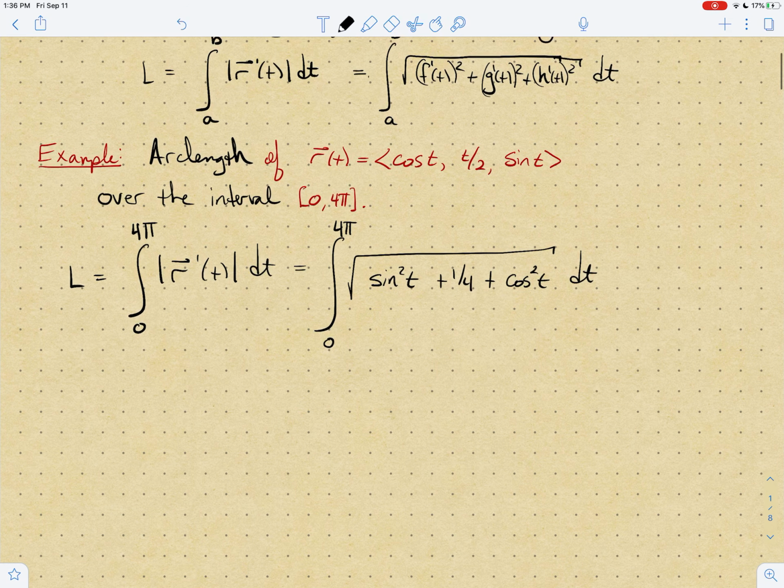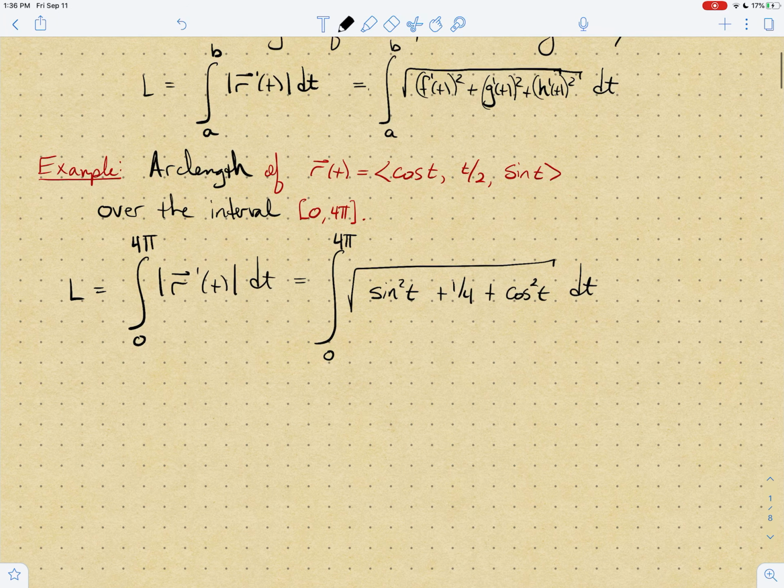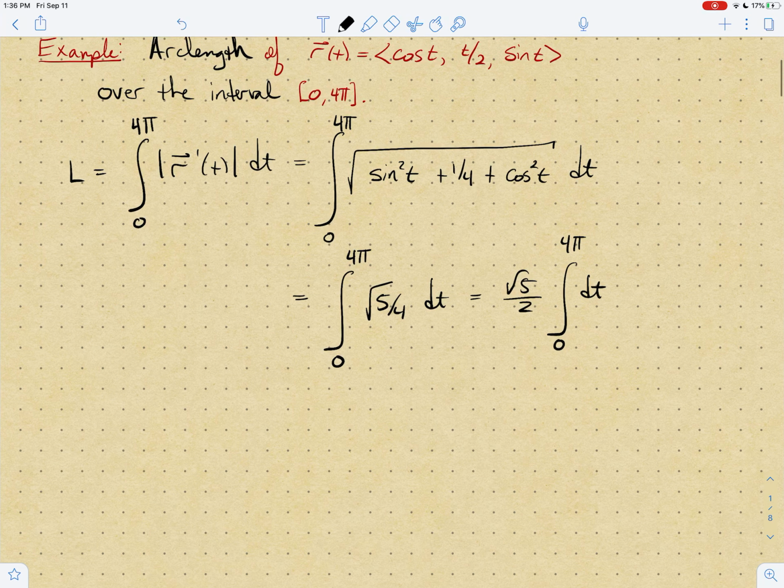And maybe this seemed intimidating when you first saw the formula, but in this problem, sine squared plus cosine squared is just 1, and so I end up with the integral from 0 to 4 pi of the square root of 5/4, that's all under the square root, dt. Well, this is just root 5 over 2 times the integral from 0 to 4 pi of dt. Somehow this is a letdown. It wasn't that bad, right? And so I just end up with 4 pi times this constant. The 2's cancel, so I get 2 pi times root 5, and that's my arc length.